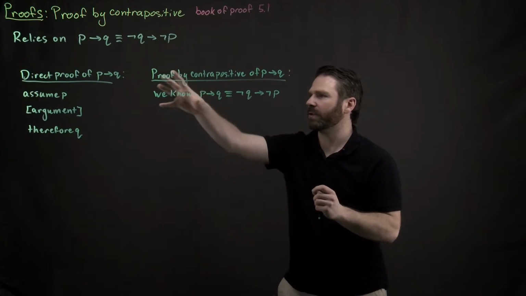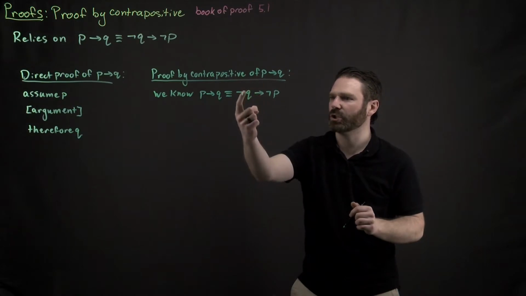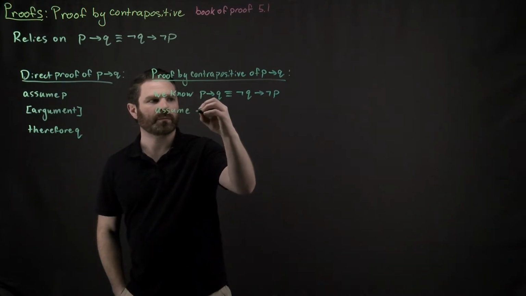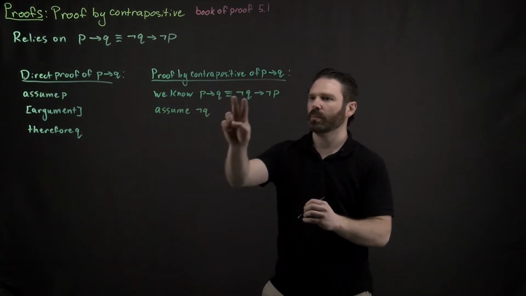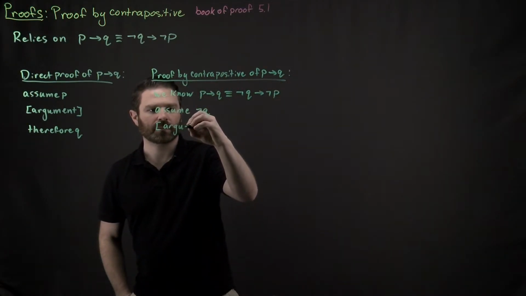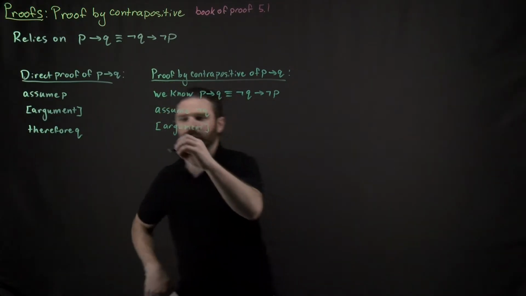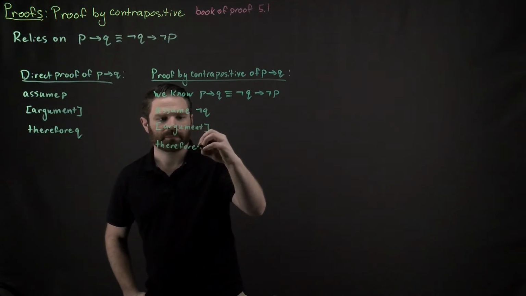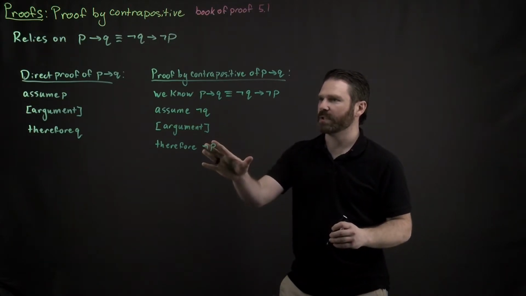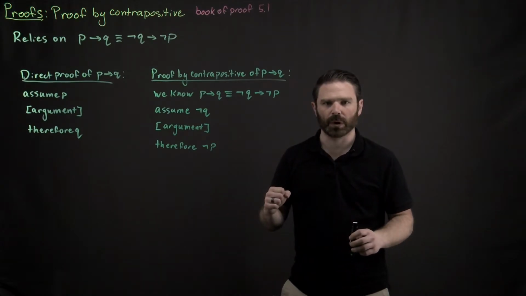So if I want to apply the direct proof method to the contrapositive, what that means is I have to assume the hypothesis right here. So I assume not Q. And then I make an argument that allows me to conclude, therefore not P. And the whole reason why a proof by contrapositive works is the exact same reason why a direct proof works as well.